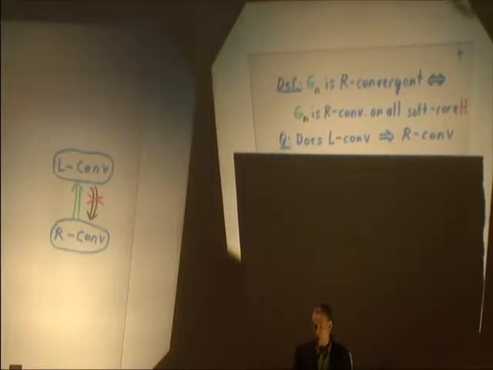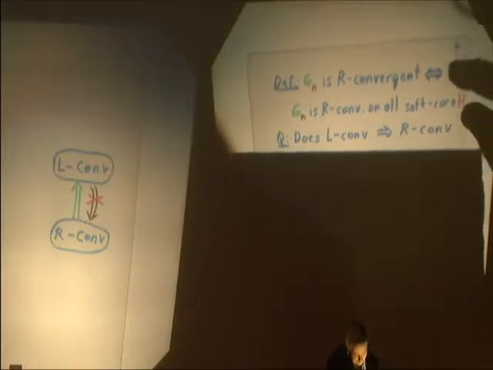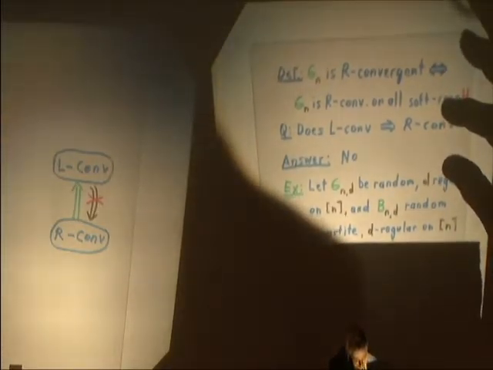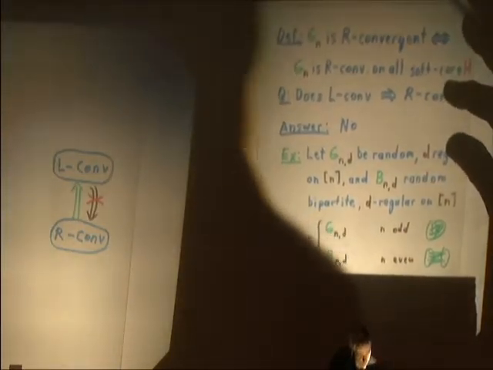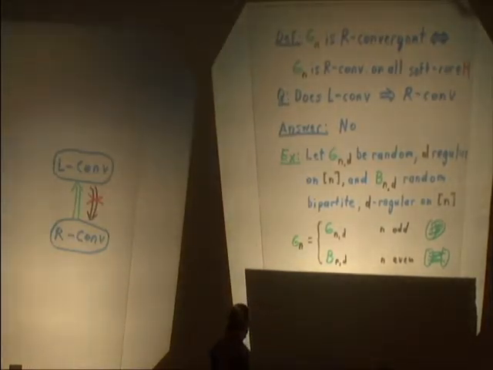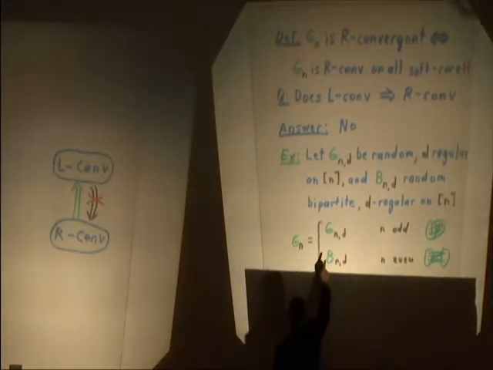Softcore graphs, yeah. So now, does left convergence imply right convergence? Well, the answer is still no. So what is the counterexample? Well, let's look at the following. You take a sequence where for odd n, you choose a degree d regular random graph, and for even n, you choose a bipartite degree d random graph.